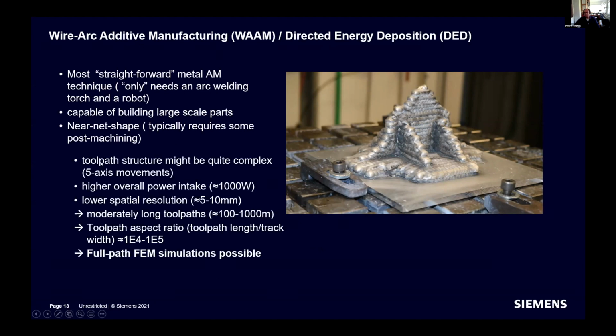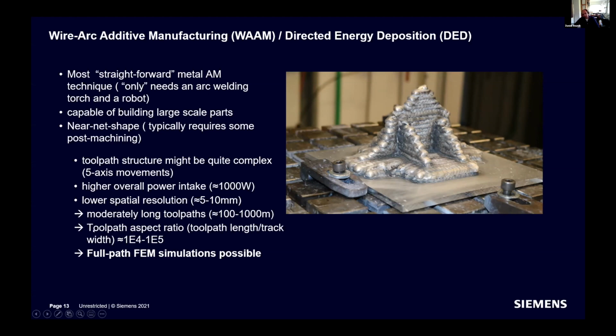Now the toolpath structure might be quite complex. If you're using a five-axis CNC or a six-axis robot, the toolpath structure may be much more non-2D as compared to powder bed fusion. You have more power, so you have to take a little bit more care on your global thermal management, not so much on the local overheating, but on the global thermal. The spatial resolution, as Michele said, is lower. And the toolpaths are shorter, talking about 100 to 1000 meters.